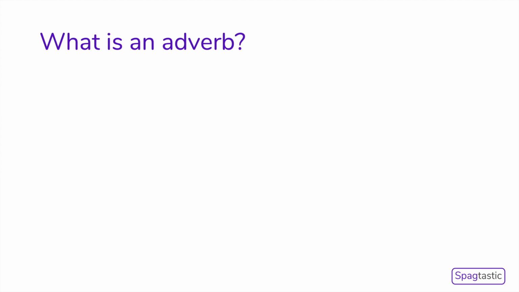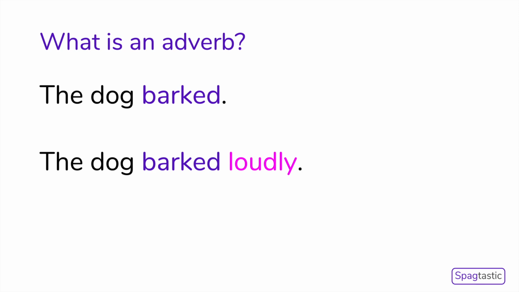In this sentence, the dog barked. We have already identified that the verb is barked. Now we can add an adverb to describe how the dog barked. The dog could bark loudly, so the adverb is loudly. The dog barked loudly.